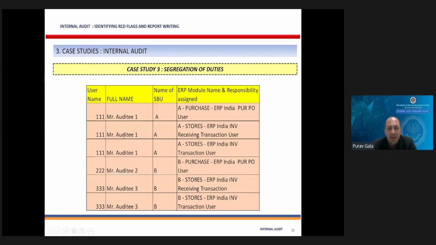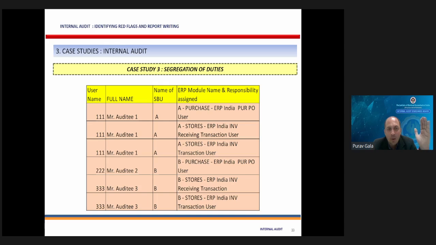So this is an auditee, this is not an auditor. The auditee here actually has got the right to create purchase order, receive inventory, and also issue the inventory. That means there is a very high probability that I could raise a fictitious PO, create a GRN against that PO, and issue the material against that PO without the material coming physically to my plant or to the desired location.